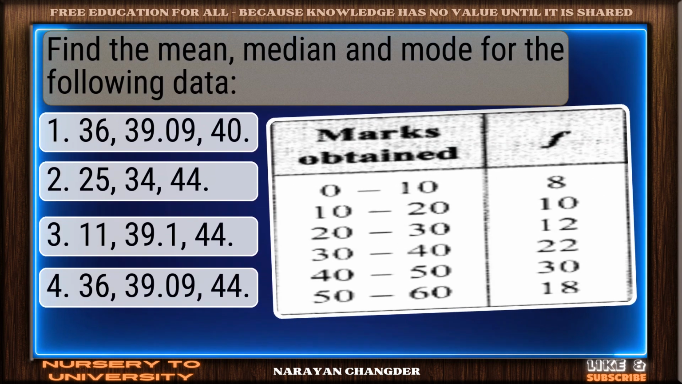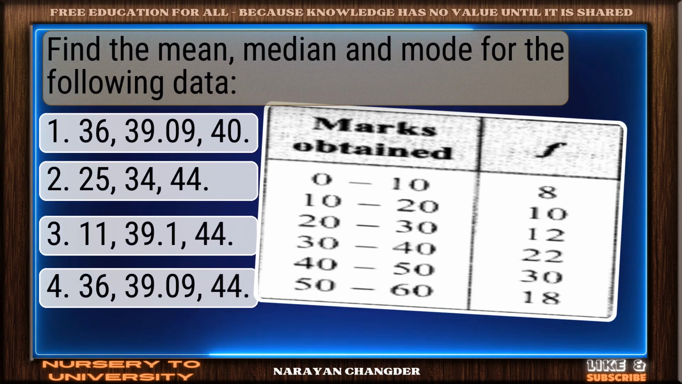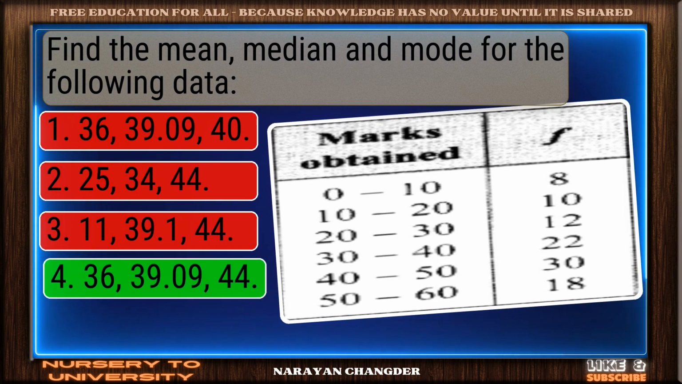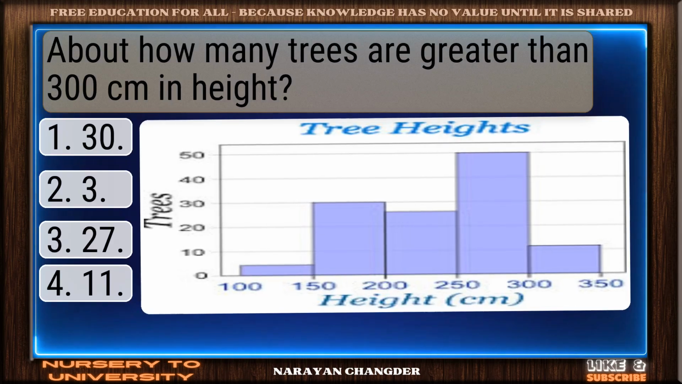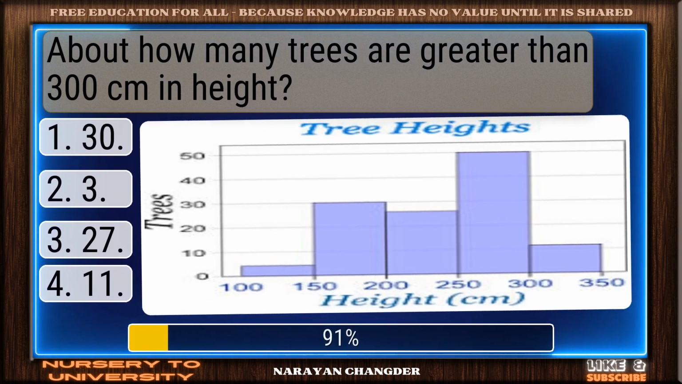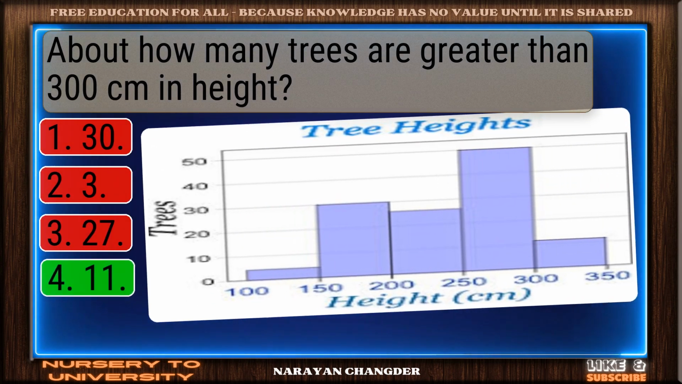Find the mean, median, and mode for the following data. Clear logic. 630, 944 is sound. About how many trees are greater than 300 cm in height? Nice work. 11 fits perfectly.